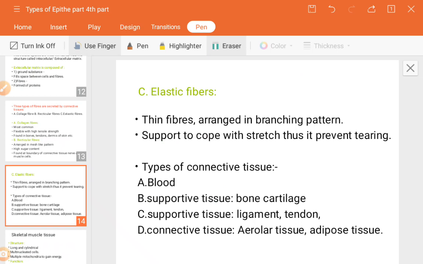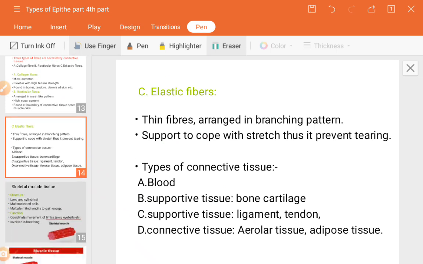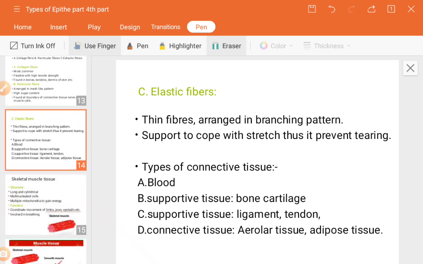Next, types of connective tissue: blood; supportive tissues like bone and cartilage; ligament and tendon; and connective tissue proper, like areolar tissue and adipose tissue. What they are, we will see one by one. So first of all, what about the blood?